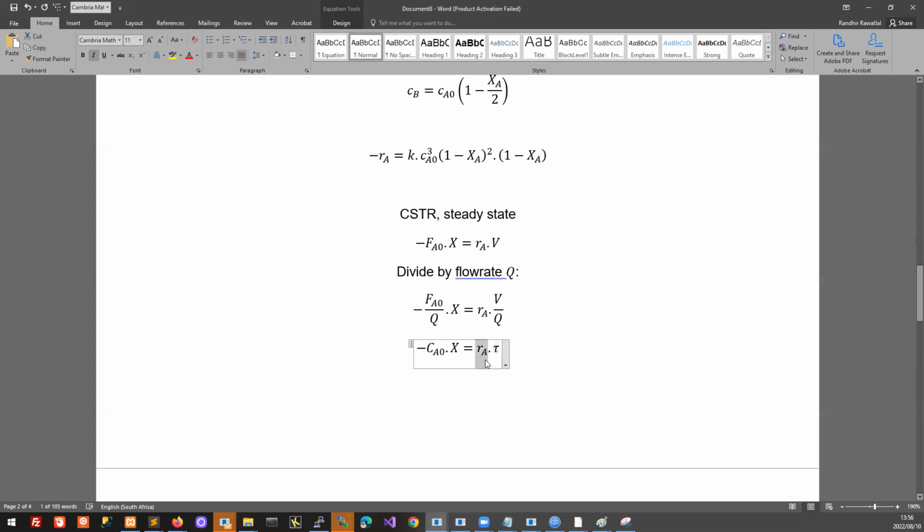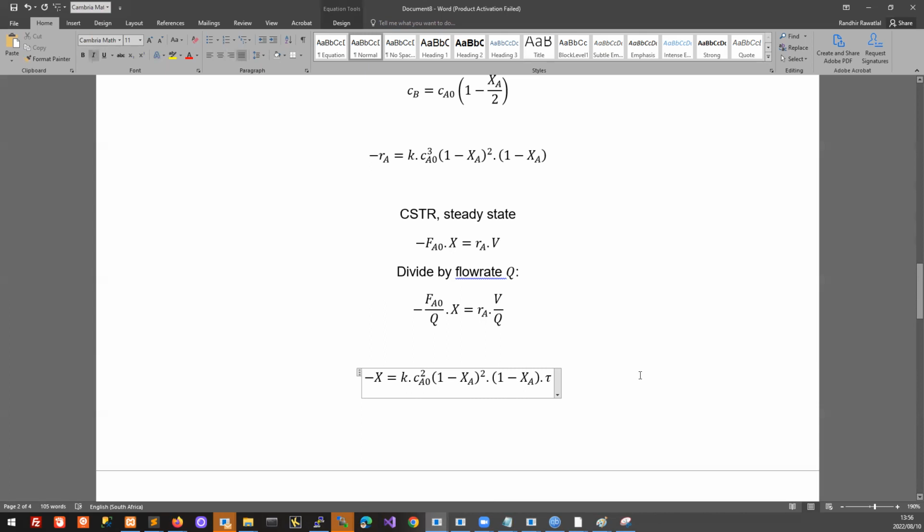This RA, we have an expression for here. And we can get rid of a CA naught. We can divide by this CA naught, so this gives us CA naught squared here. And that's basically it. That's our equation.